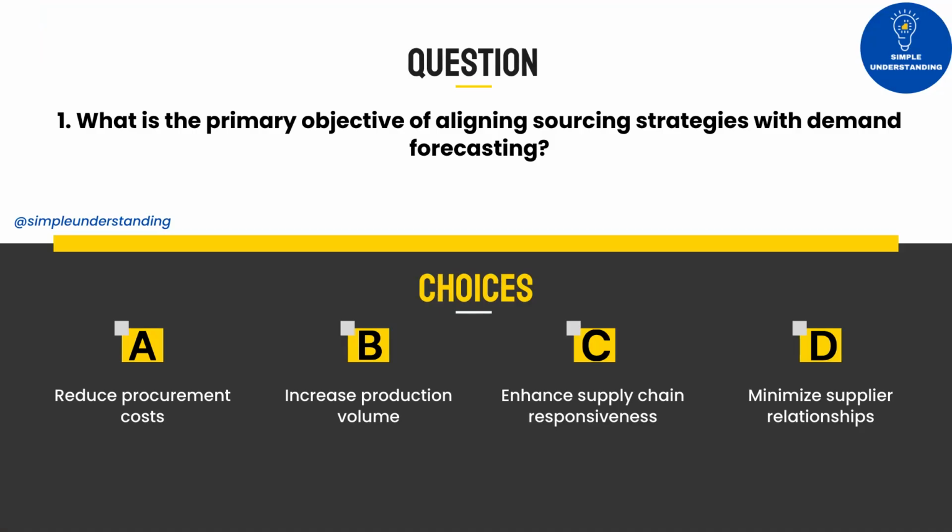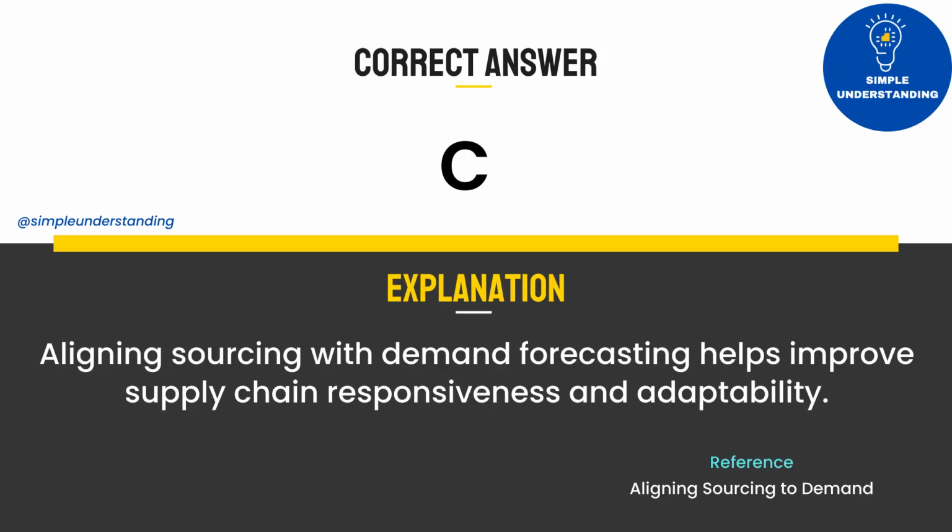1. What is the primary objective of aligning sourcing strategies with demand forecasting? A. Reduce procurement costs. B. Increase production volume. C. Enhance supply chain responsiveness. D. Minimize supplier relationships. Correct answer, C. Explanation. Aligning sourcing with demand forecasting helps improve supply chain responsiveness and adaptability.